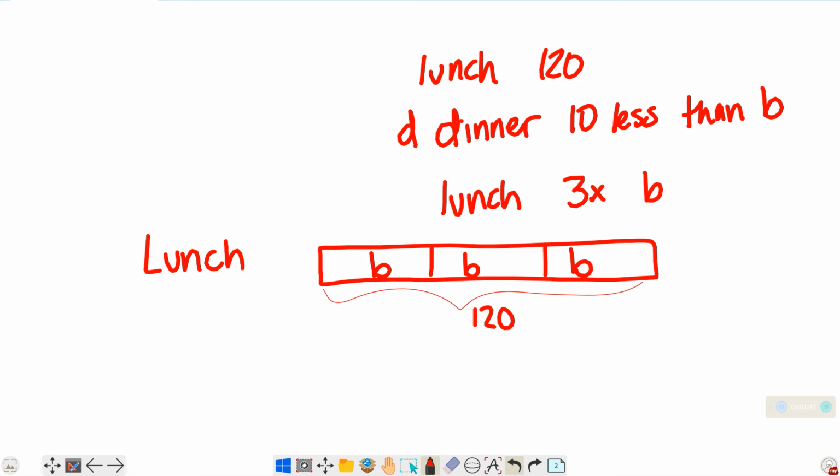If 3 times as many people showed up for lunch as there were at breakfast, how many people would there be for breakfast? What number, when we multiply it by 3, gives us 120? We can work backwards by dividing 120 by 3, and we'll find out that each B should be worth 40 people. Okay, so we know breakfast has 40 people.